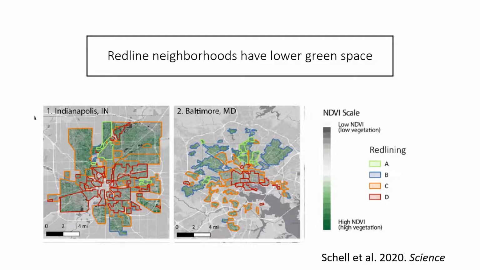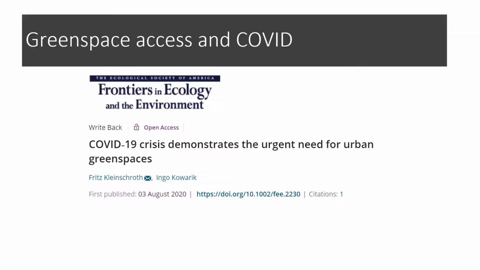And so you can see when you look at this that the areas that have been redlined, these red D categories, have a lot more gray within those polygons. Whereas those blue and green areas, these better neighborhoods as the HOLC grades define them, have a lot more green cover. Overall, this demonstrates that redlined neighborhoods have lower green space. And this has been found across many cities in the US, not just these two examples.